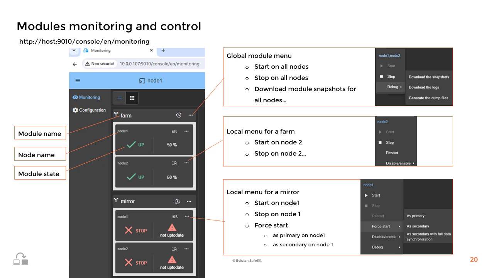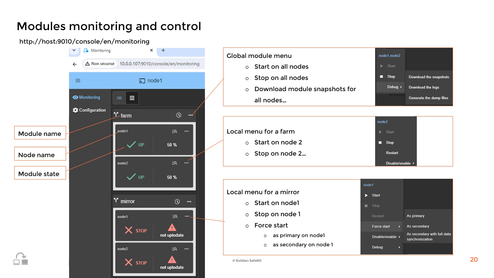Let's analyze the three menus presented on the right side, starting with the first menu. The first menu is a global menu for the Farm module, which acts on all nodes in the cluster. With this menu, you can start or stop the Farm module on all nodes.